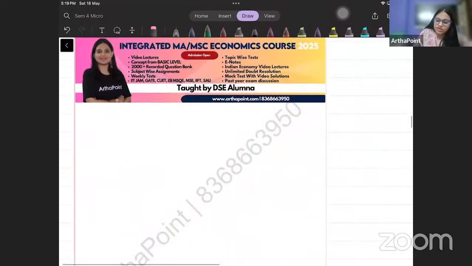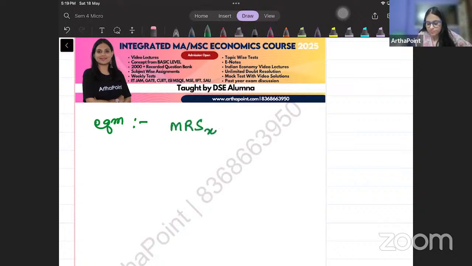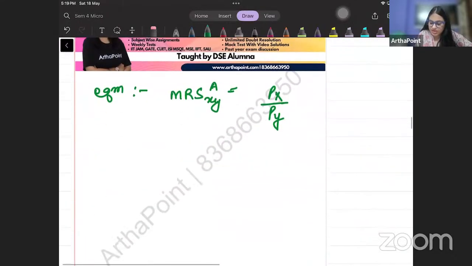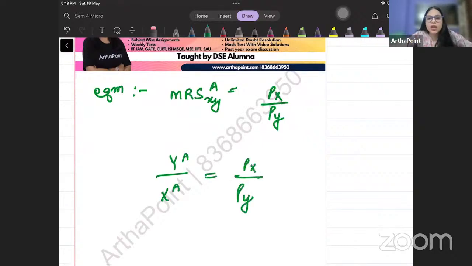Okay, beta. Now, what does equilibrium require for individual A? That individual A will go ahead and equate MRS to the price ratio. So MRS is YA by XA equal to PX by PY.